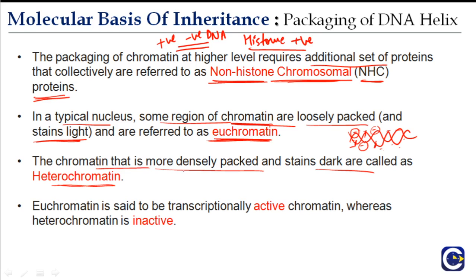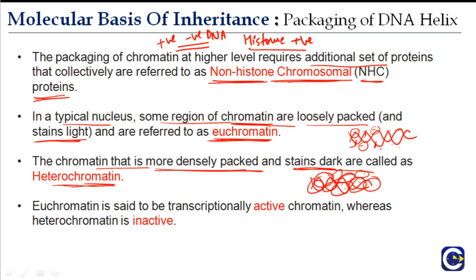And for the chromatin that is more densely packed, let's say this is again the DNA molecule, which is negatively charged, and it is all occupied by proteins, both histone proteins and non-histone chromosomal proteins. So you see, at some point you don't even see where the DNA is. So the chromatin that is more densely packed and stains dark is called heterochromatin, because now you can't see the DNA. There are only proteins, so the staining will also be dark.